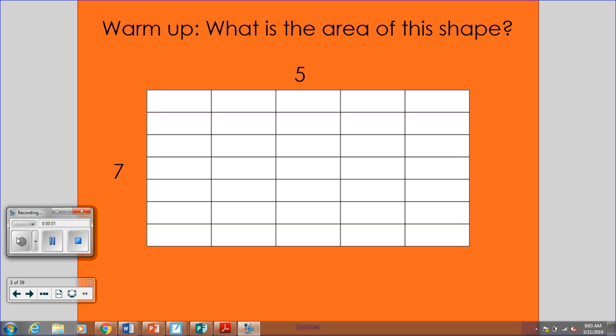Alright, so our warm-up was to draw a quick sketch of the shape and tell me what is the area of that shape. How do I find area? Let's start there. Put your pencil down. What is a strategy I could do to find area?